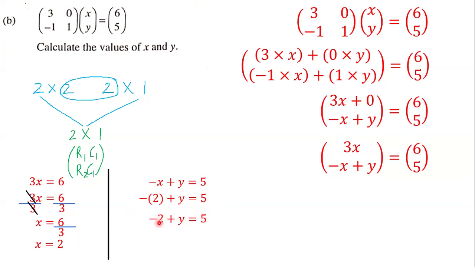We take the negative 2 and we send it over the equal sign. And so what do we have? This was a negative 2. It becomes a positive 2. And so we have y is equal to 5 plus 2. And what is 5 plus 2? 5 plus 2 is 7. So we have that x is equal to 2 and y is equal to 7. And those are the values of x and y. And that's the answer to this question.